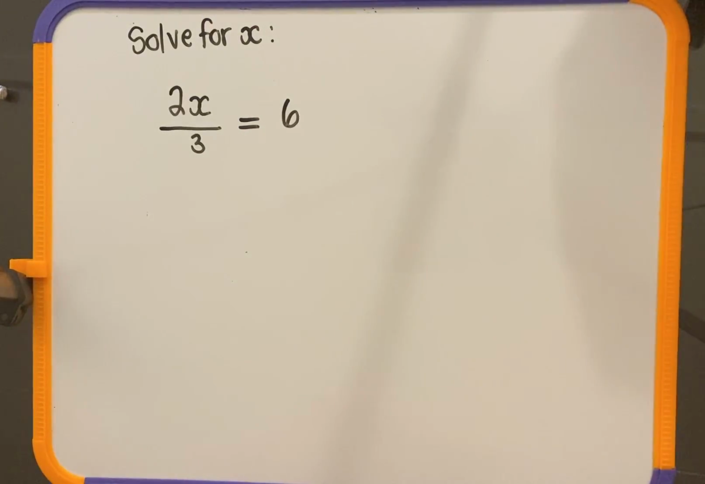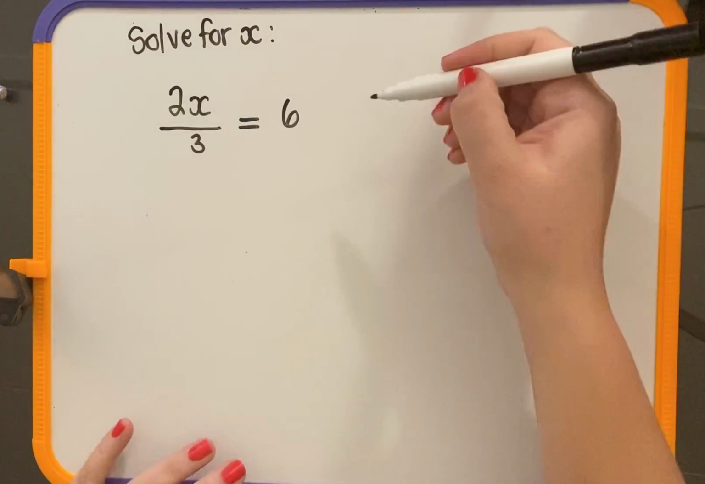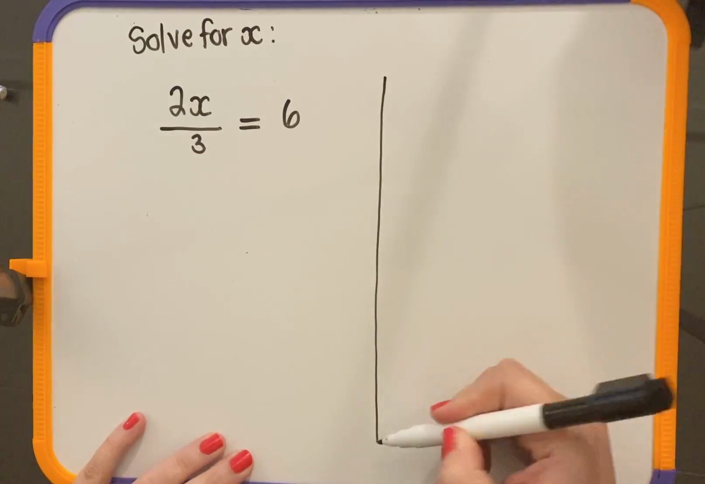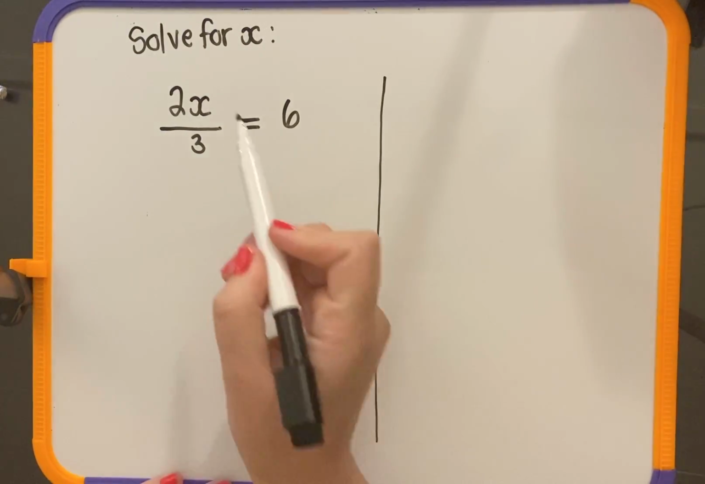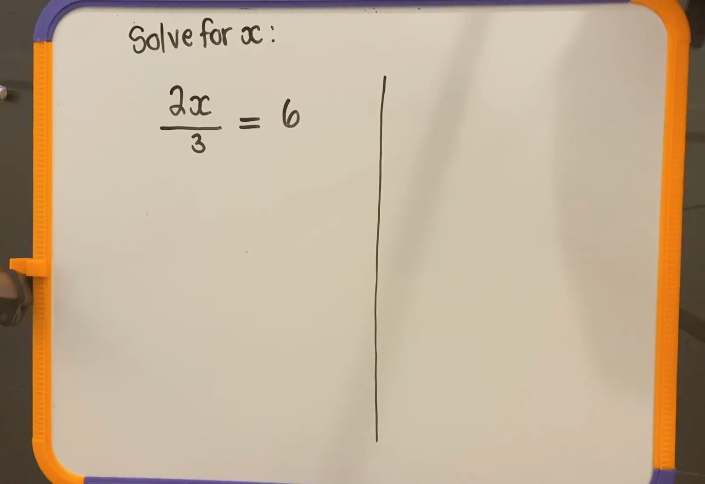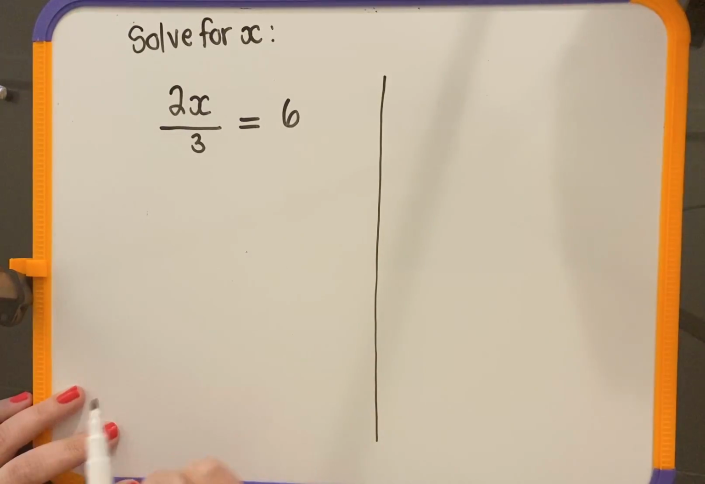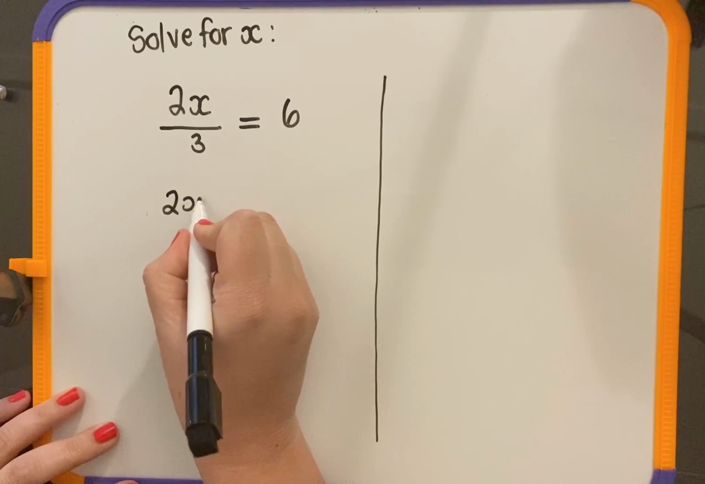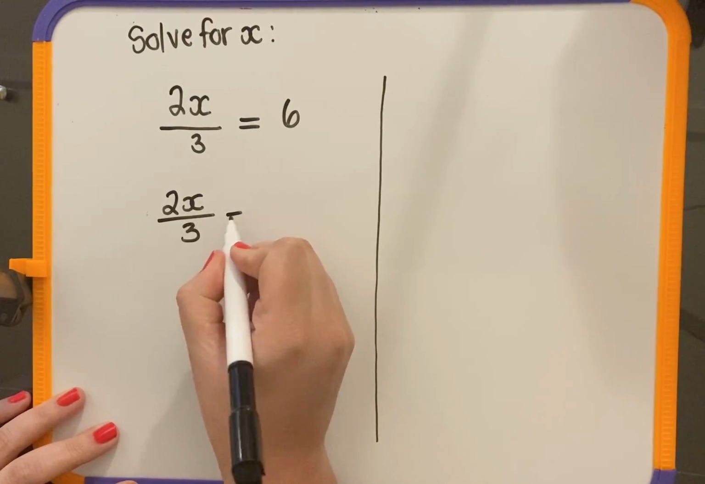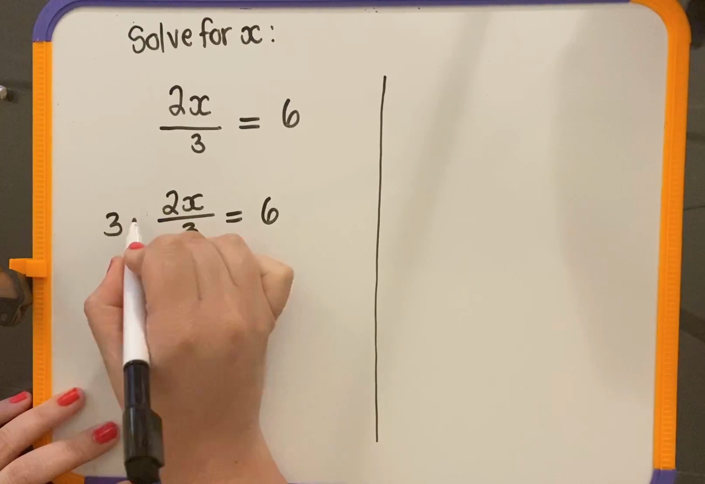Now, there are two ways in which we can answer a question like this. The first way is I can say to myself, well, 2x is divided by 3. How do I undo something that is divided by 3? What is the inverse operation of dividing by 3? The inverse operation of dividing by 3 is multiplying by 3. So in order to undo the dividing by 3, we have to multiply by 3 on both sides of the equation.